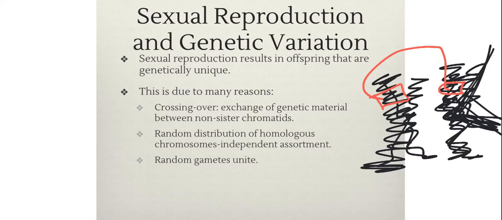Okay, so these two, this one and this one, are not sisters of one another. This guy and this guy are not sisters of one another. Only, I'm going to use a different color, only this guy and this guy, or these chromatids, are sisters of each other. So hopefully that makes sense. If not, I will show you in class. But crossing over is when a piece of genetic material is exchanged with another homologous chromosome.